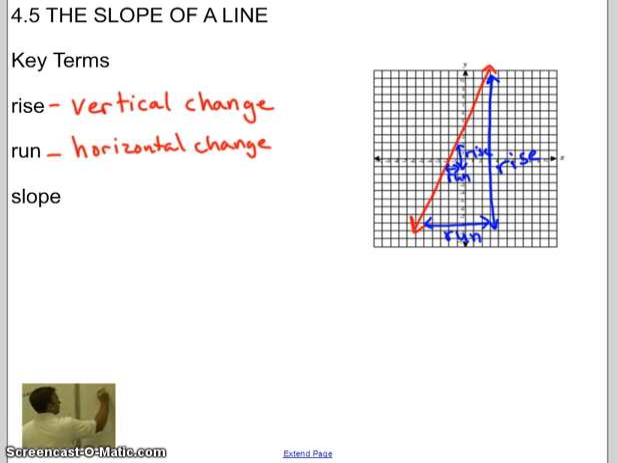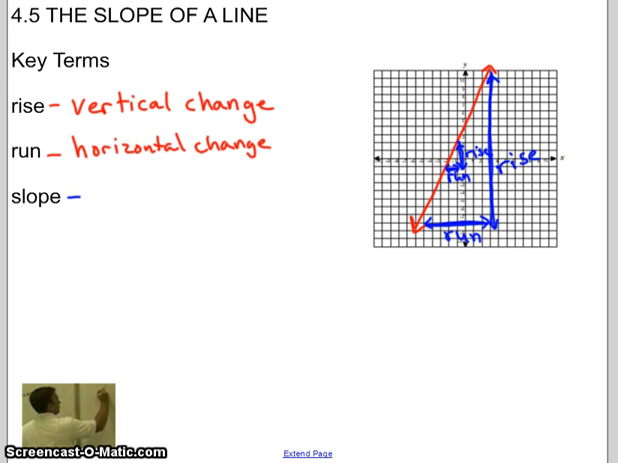When you do this, you'll notice that no matter what, it's going to be the same ratio for every line. So the rise from here to the run here is going to be the same ratio as this rise according to this run. Alright, and we'll take a look at it when we do some examples.